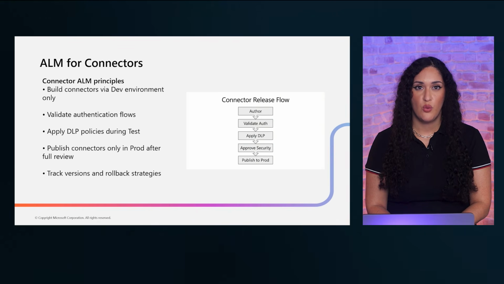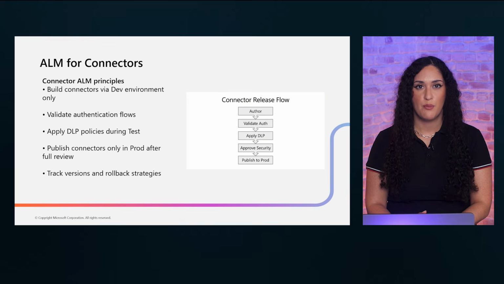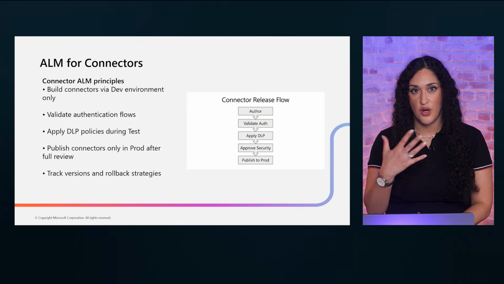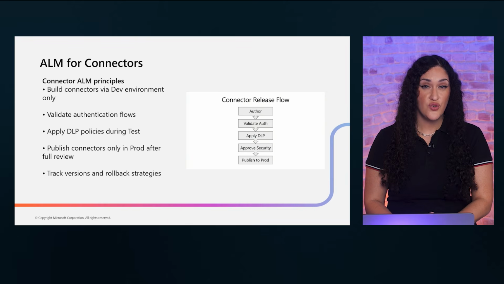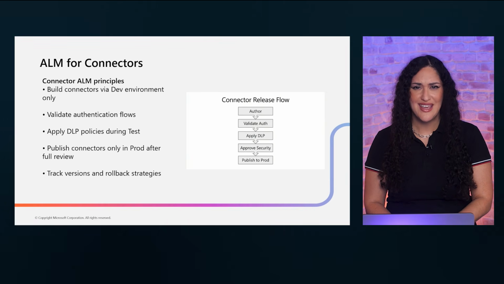Connectors are what enable Copilot to interact with external systems, and they need their own ALM discipline. Build connectors only in the development environment. Validate authentication flows to ensure secure connections. Apply DLP policies during the testing stage to prevent data leakage. Publish connectors to production only after full security review, and always track versions with rollback strategies in case something goes wrong.